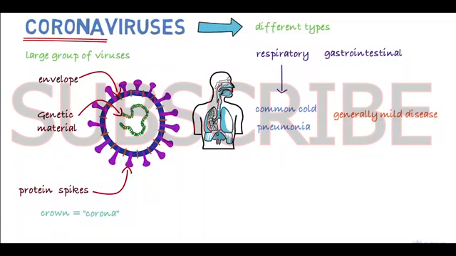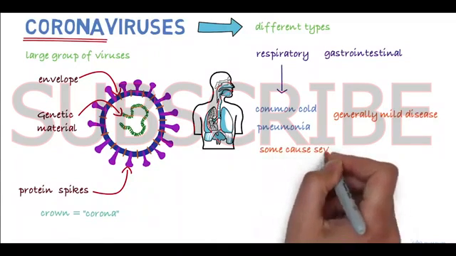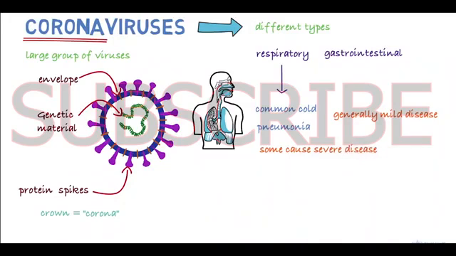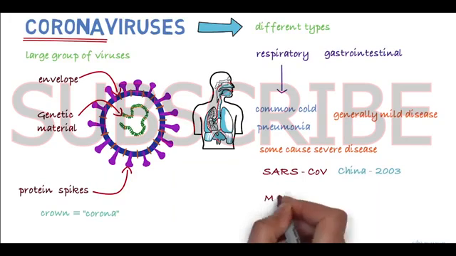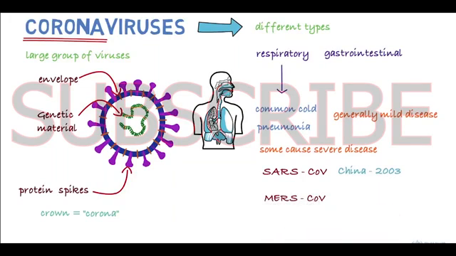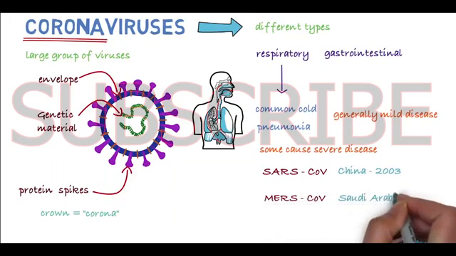However, there are some types of coronaviruses that can cause severe disease. These include the severe acute respiratory syndrome coronavirus, first identified in China in 2003, and the Middle East respiratory syndrome coronavirus that was first identified in Saudi Arabia in 2012.